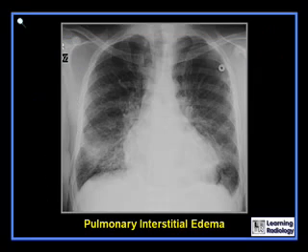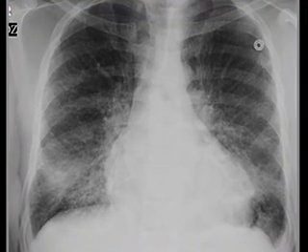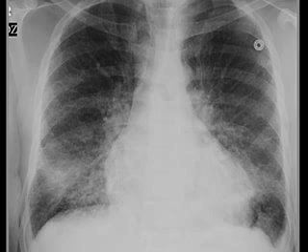This is an overview of a patient with pulmonary interstitial edema. As we look at a close-up view, we can see that there are curly lines, there is a laminar effusion, and we'll get to some of these findings in a moment.